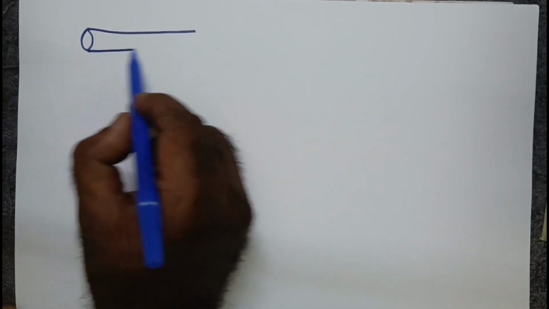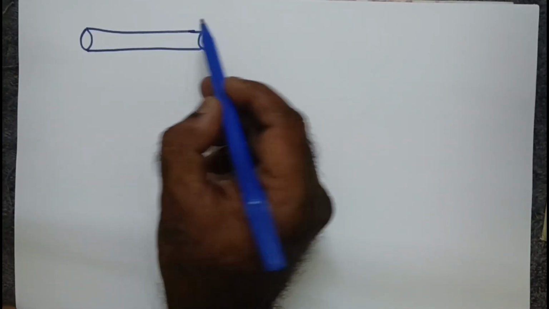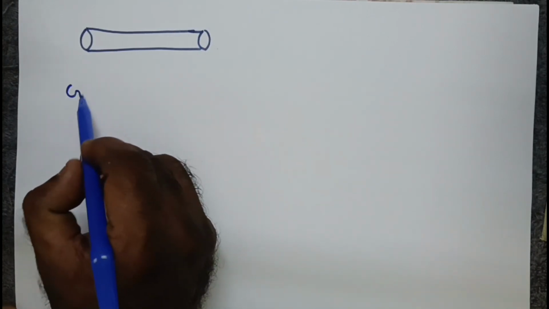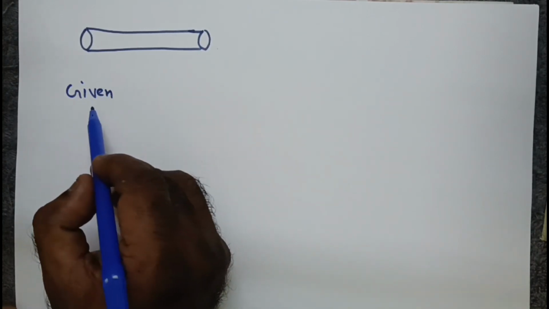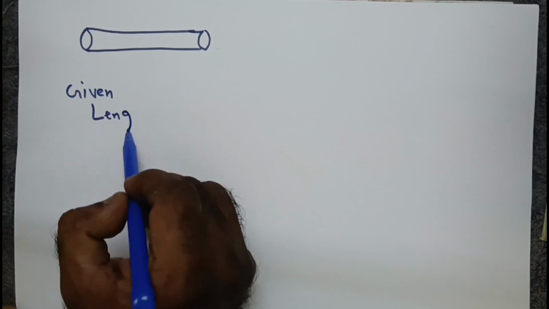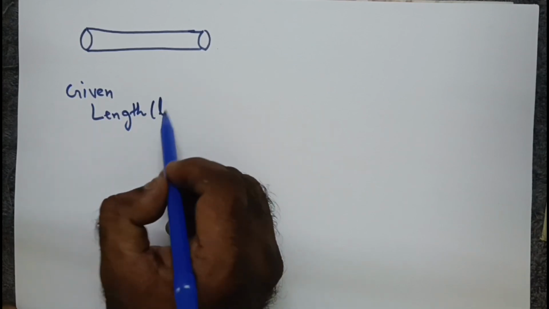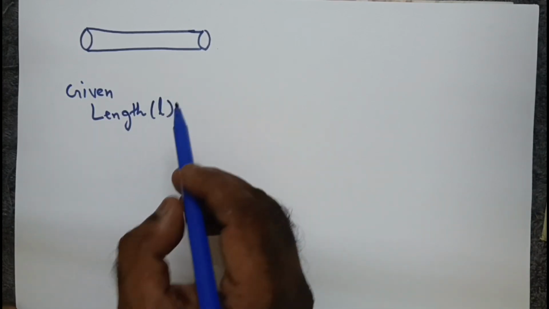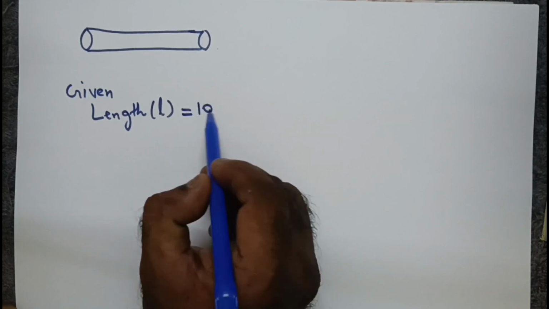So let's jump into problem number 4. What is given? The resistance of a wire of length 10 meter is 2 ohm. So the length of the conductor, shall I draw a conductor here? Just imagine this is a conductor. Now, given the length of the conductor, length means L, its symbol is L, equal to 10 meter.